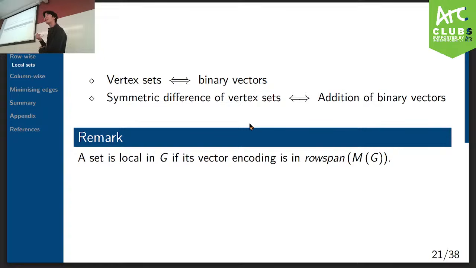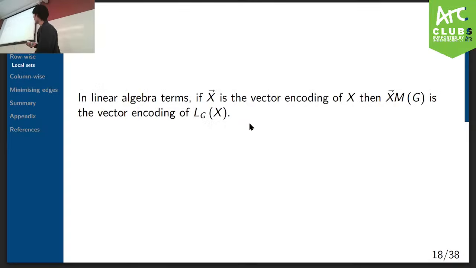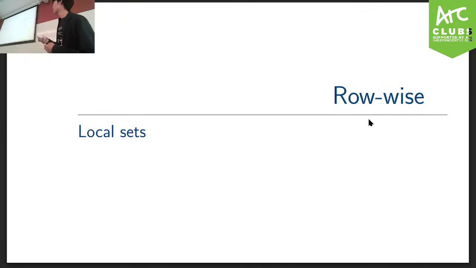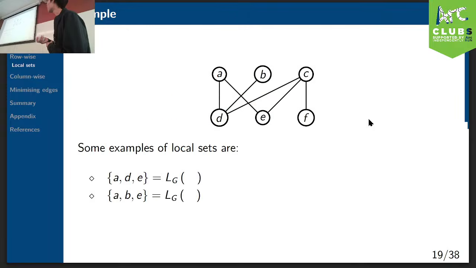How do you do a vector encoding of sets? Oh yeah, good question. I kind of glossed over that. For example, if you have the set A, D, and E, then the vector encoding is this vector, because it's got a 1 here, here, and here, and then the rest are zeros. Vector encodings and vertex sets are basically the same thing in different forms, just different representations.